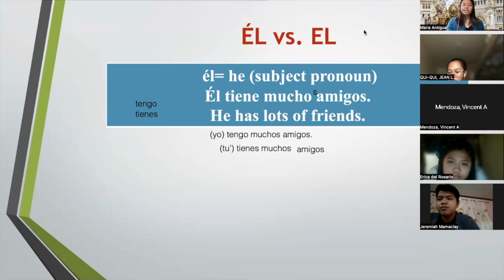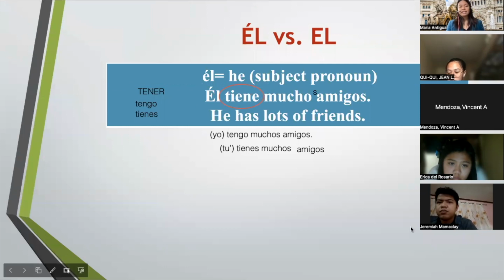Okay, good. So let's go now to él. Él is he. Tiene, this is how you conjugate naman yung tener in the third person, tiene. Don't worry, later, meron tayong rule, no? May pattern yan, which I will lay out later on. So, tengo, tienes, tiene, muchos amigos.